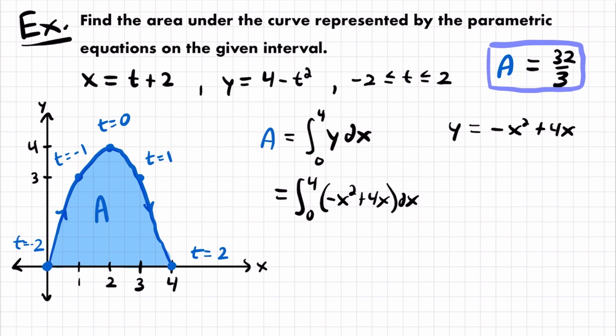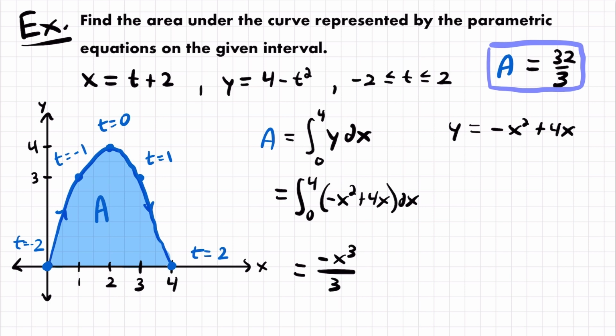Okay, and so now let's solve this definite integral and let's see if we find that same area that we found when we used an integral in terms of t. All right, so if we integrate each of these terms with respect to x, negative x squared, we need to use the power rule for integration. So we'll add 1 to the exponent and divide by the new exponent. So this will be equal to negative x cubed divided by 3.